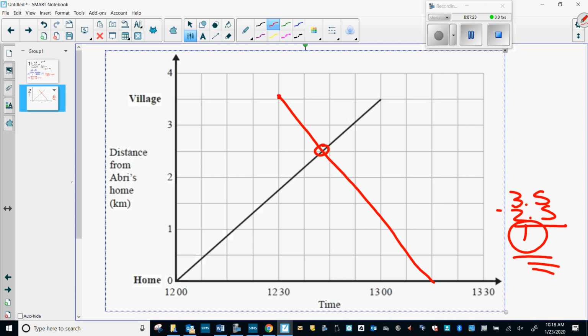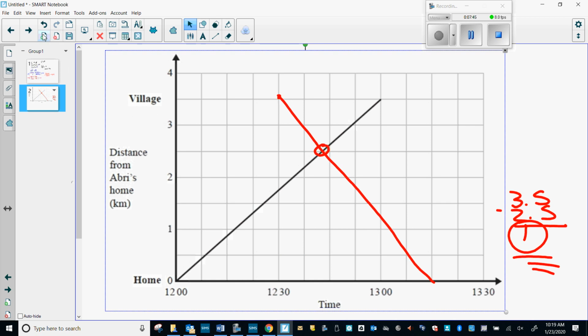As I said, some people made a mistake on that. They didn't read that it said from the village, and they gave an answer of 2.5. Some people just got the final point of the line in the wrong spot. They put it just 1 square away from 1300, not 2 squares away. But generally that was done well.